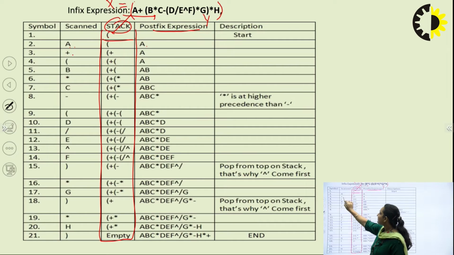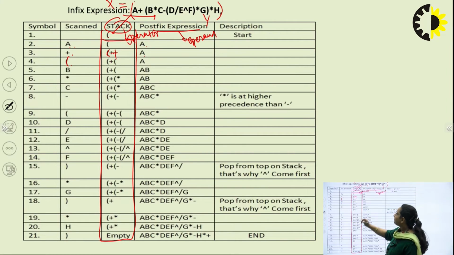Then we have a plus. Plus is an operator. Is there any other operator? No, until now we do not have an operator, so plus will go into the stack. Then there is another bracket coming here. This bracket we will also push into the stack, because operators are pushed into the stack and operands go to the expression. Then we have one more left parenthesis, which is pushed into the stack, and in the postfix expression we only have A right now.